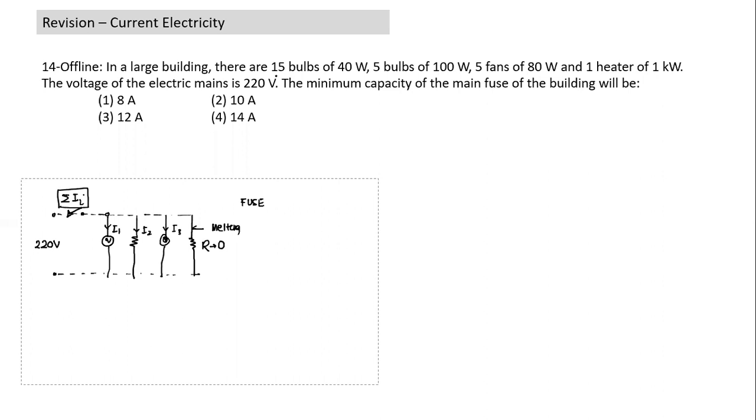We can calculate current drawn by 15 bulbs plus current drawn by this bulb, current drawn by the fan, current drawn by the heater, all put together, and that becomes the capacity of the fuse of the building. It is the summation of current drawn. So what is the capacity of the fuse? It is measured in terms of ampere. So fuse capacity is the summation of current drawn by all appliances.